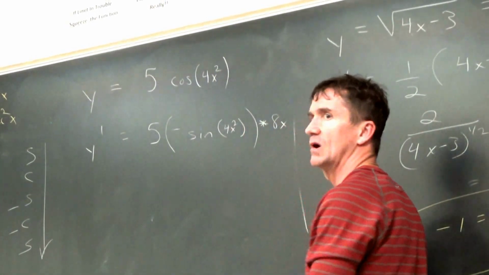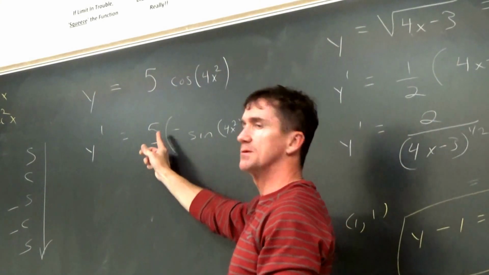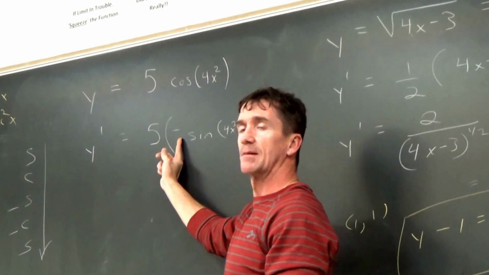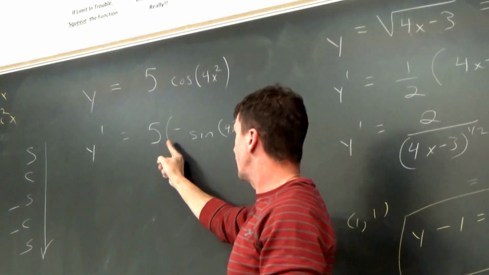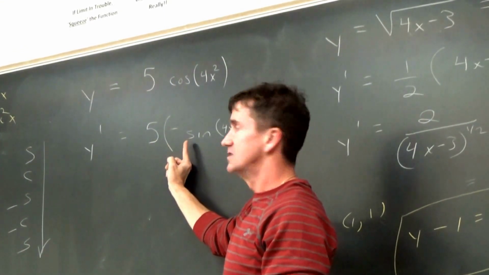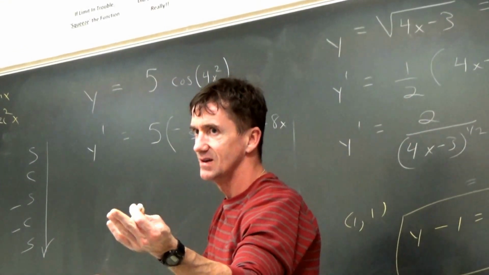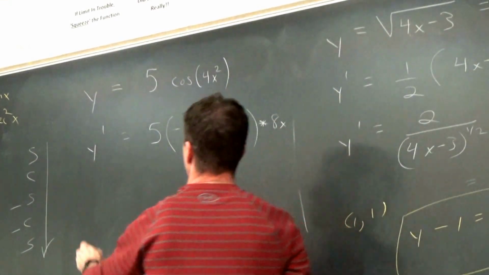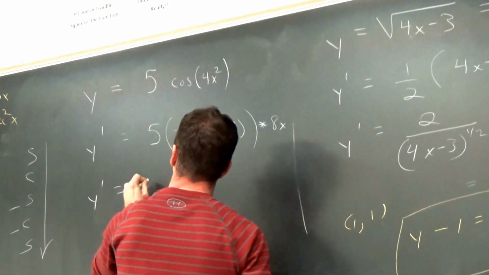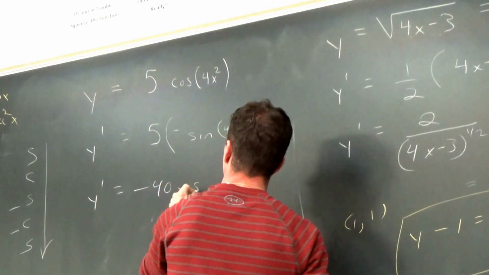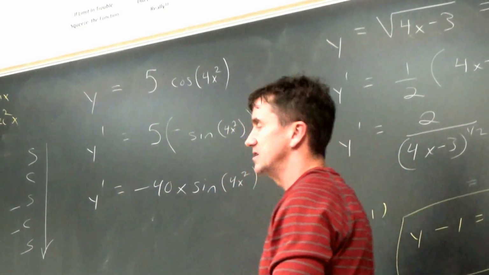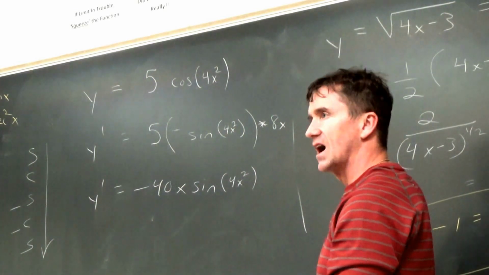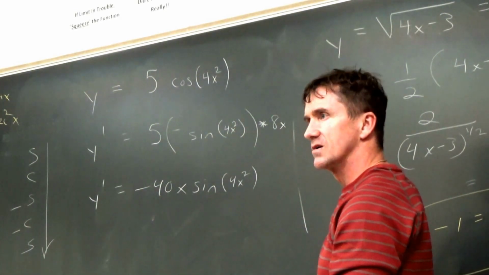Now what's the best way to write this answer? That is not 5 subtract. And I'm so glad you brought that up earlier. That's 5 times a negative sine. So the final answer is just going to be negative, right? Negative what? Negative 40x. There you go. I love how you are saying it's negative 40x sine of 4x squared.